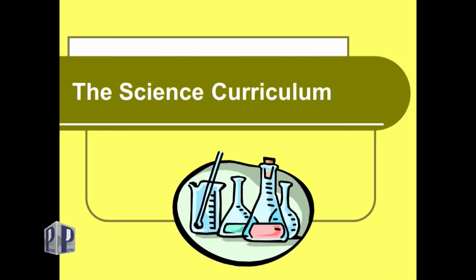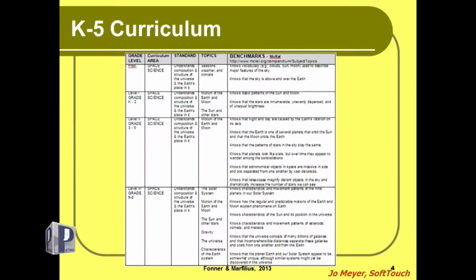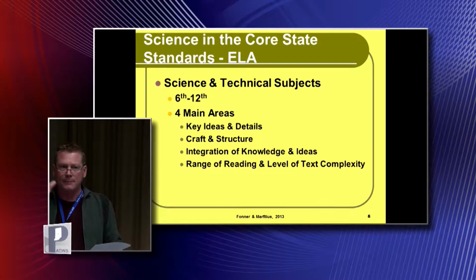So to begin, let's take a very brief look at the science curriculum. If you look at the Common Core, specifically spelling things out in the area of science comes when you get to grades 6 through 12. In kindergarten through 5th grade, history, social studies, science, and technical subjects are integrated in the K-5 literacy standards. It's when we get to grade 6 that you're going to start to see them split out.